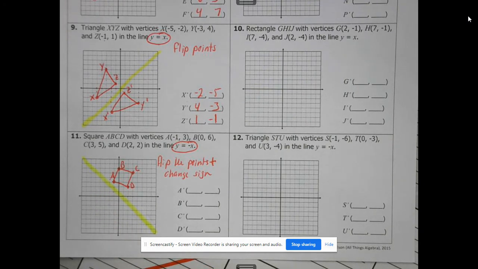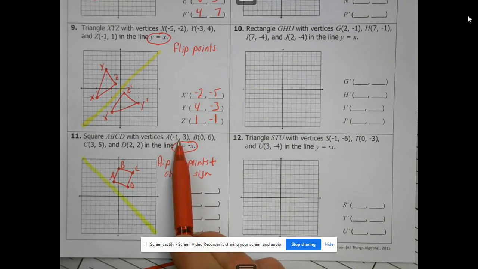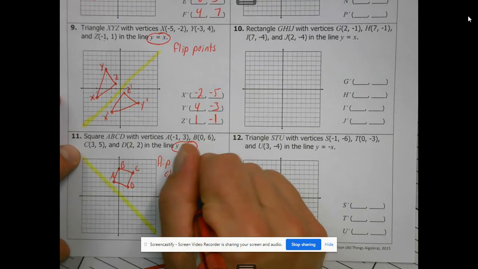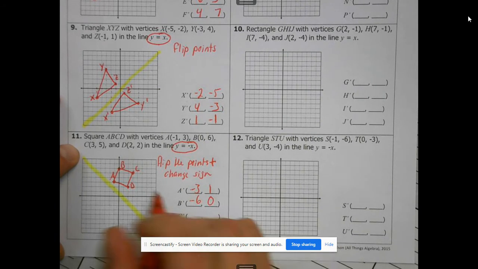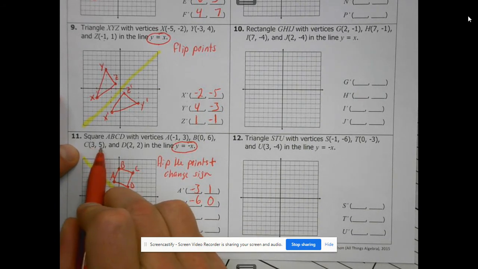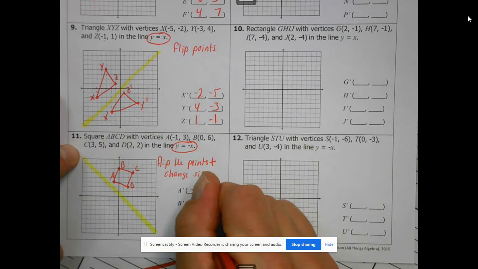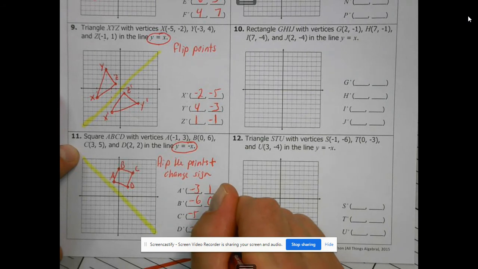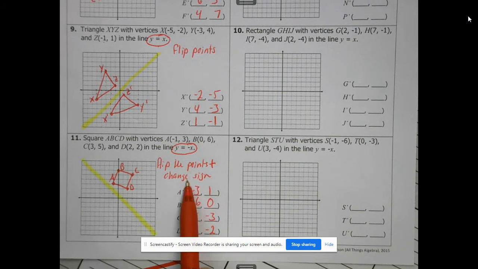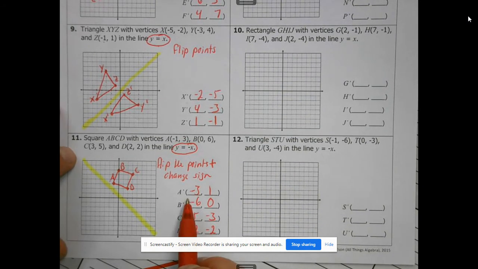So if I look at the original points, I have to flip them and change the sign. Negative 1, 3 would become negative 3, 1. 0, 6 would be negative 6, 0. 3, 5 would be negative 5, negative 3. And 2, 2 would be negative 2, negative 2. Flip the points, change the sign. Graph them, and then we're all done.